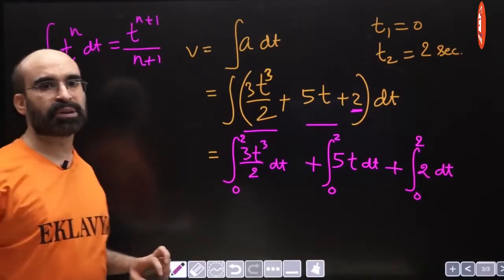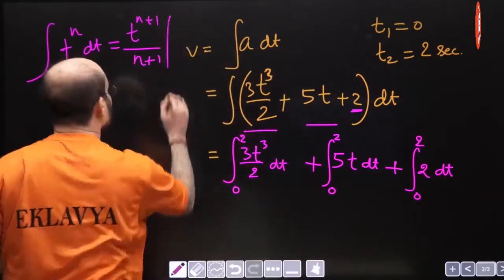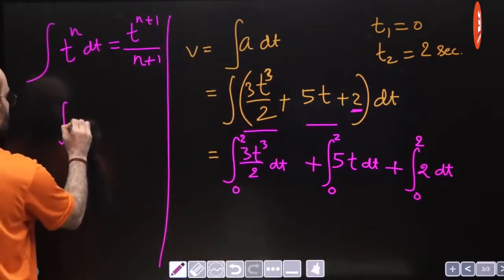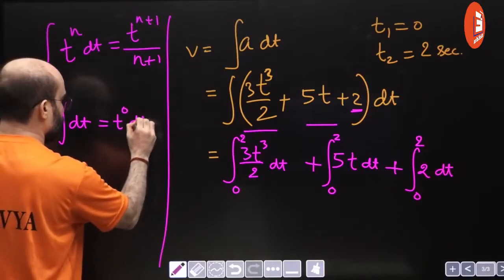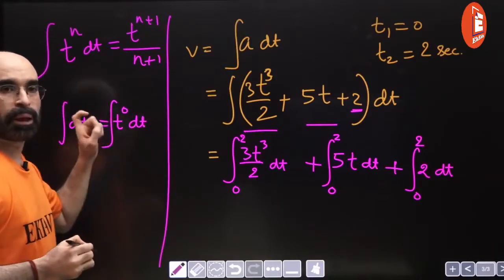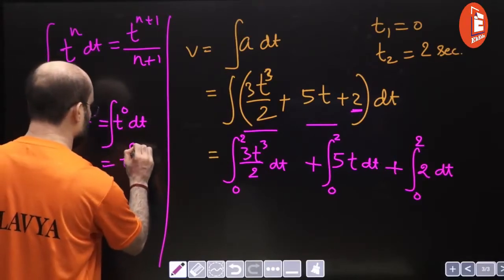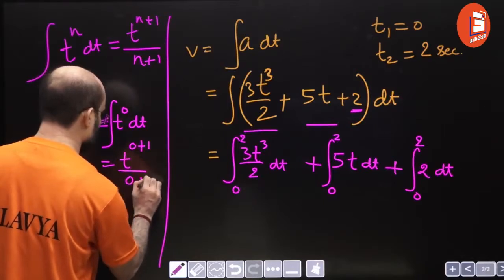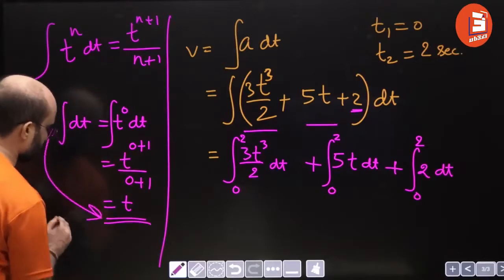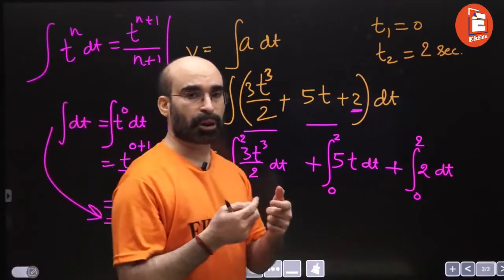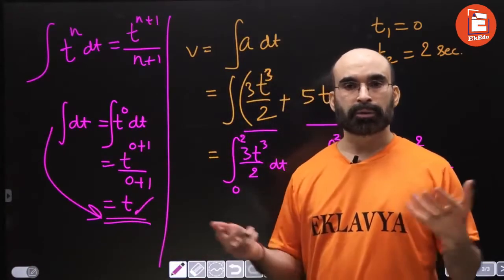If some constant value is given, you can take it out of the integration sign. One more thing is very important here: if you have only dt written, you can consider it as t raised to power 0 into dt. That exponent value would be 0 here. So the formula would be t raised to power 0 plus 1 upon 0 plus 1. Ultimately you would find this t. So the integral of only dt gives the value of t. It is quite simple.